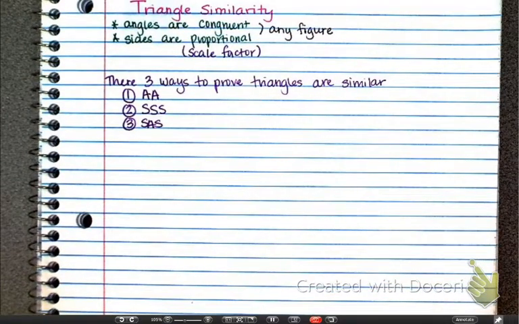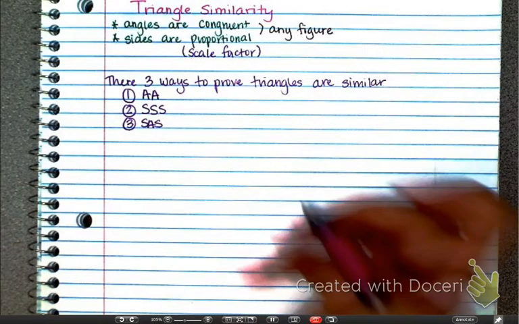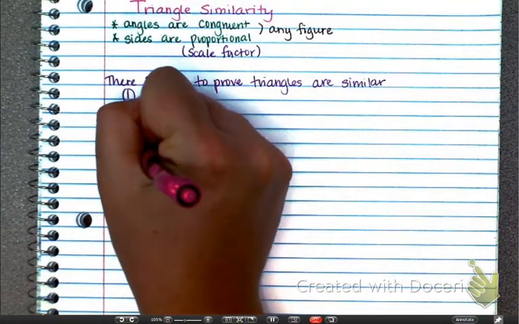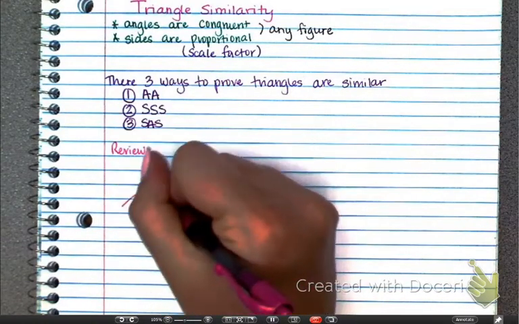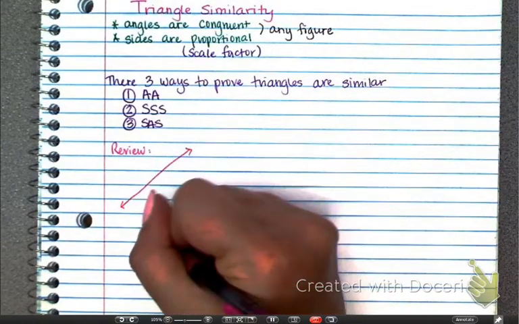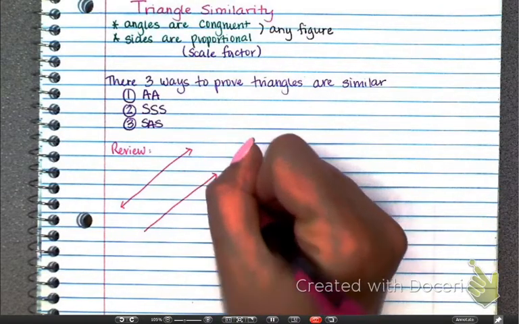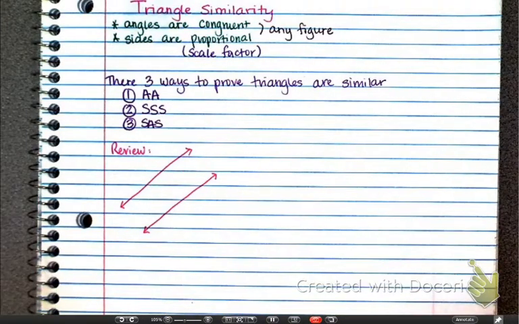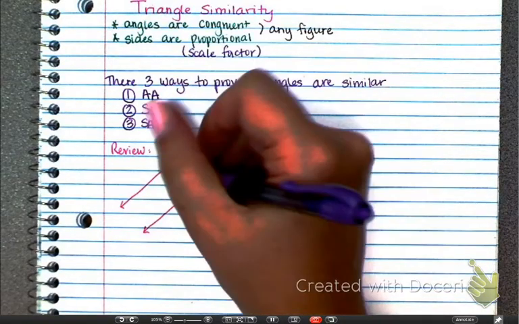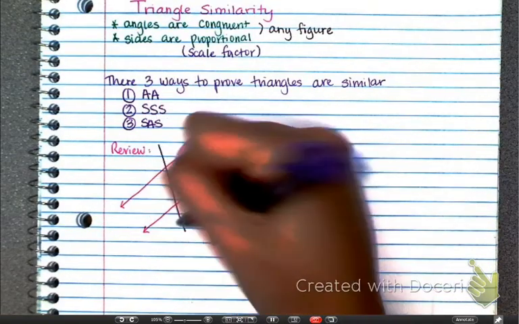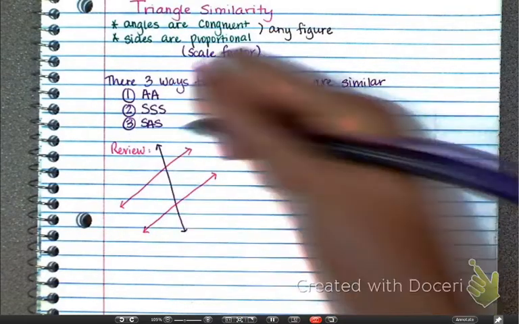Now, before we do a problem, we need to do a little bit of review. Who remembers information about parallel lines and transversals? Okay, so let's write it down. So we know what parallel lines are, right? 2 lines are parallel if they never intersect. So those lines are parallel. And then a transversal just cuts your parallel lines.